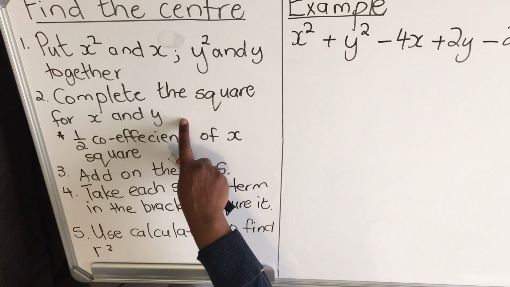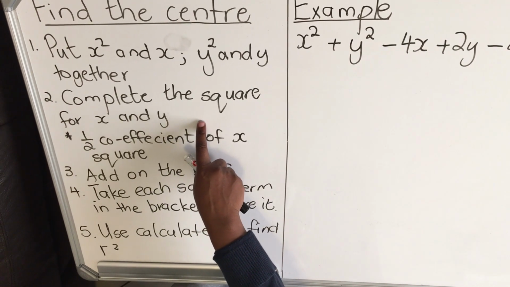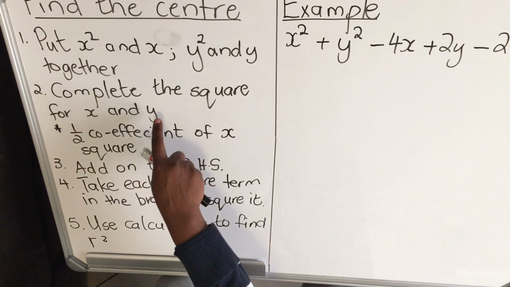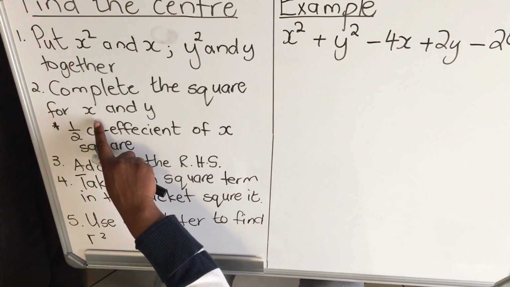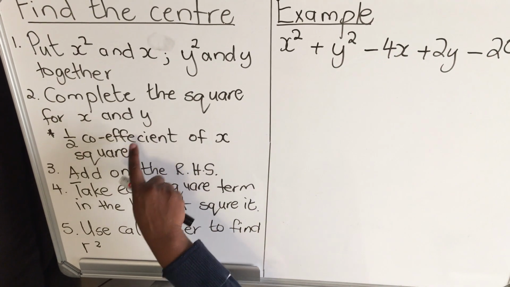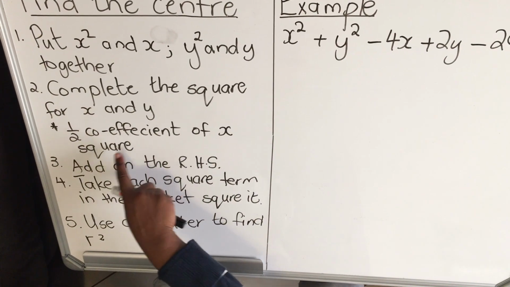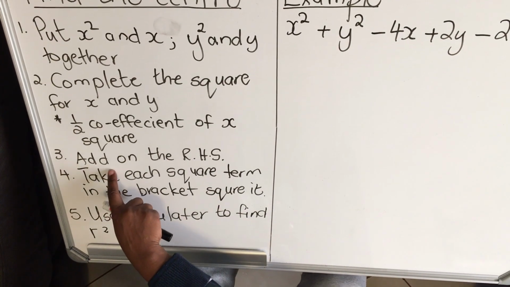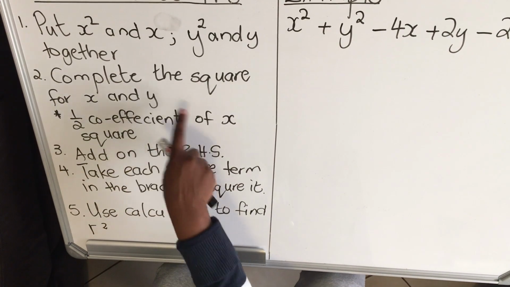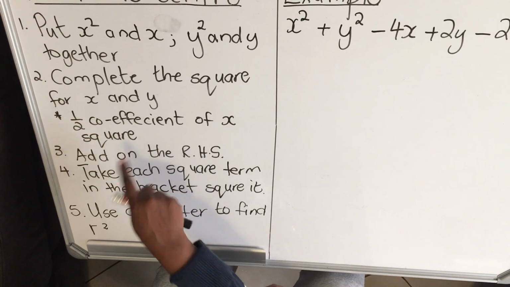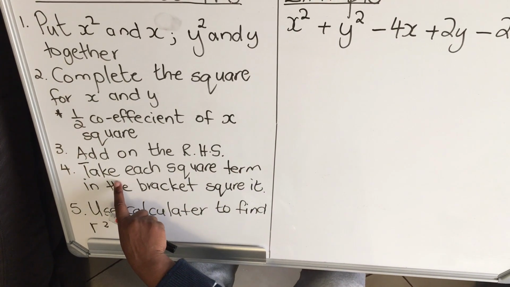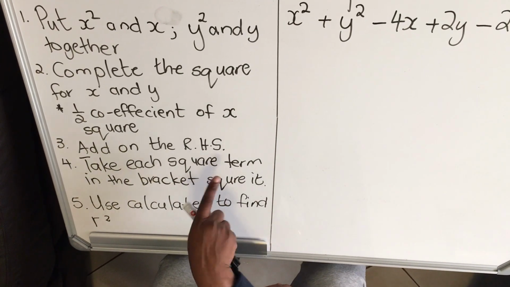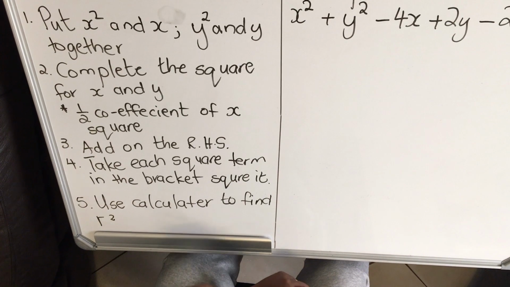Next, complete the square. You remember in grade 11, you completed the square, but you were only completing the square for x. Now in this question, you're going to complete the square twice, for x and for y. How do you do that? You take half the coefficient of x, then you square it. I'll show you. And then add on the right hand side whatever you added on the left hand side. Take each square term in the bracket and square that bracket. I'll show you that. Use the calculator to find r squared.